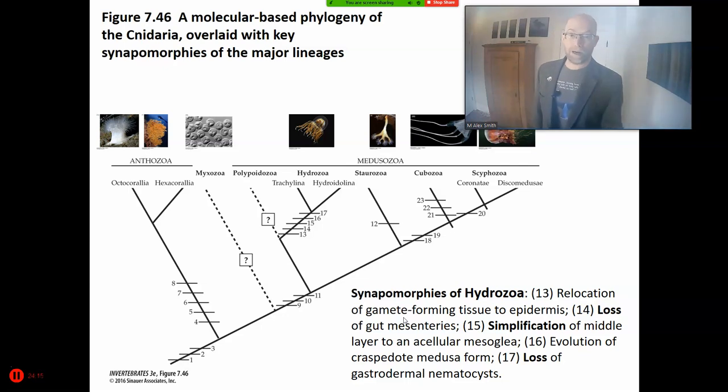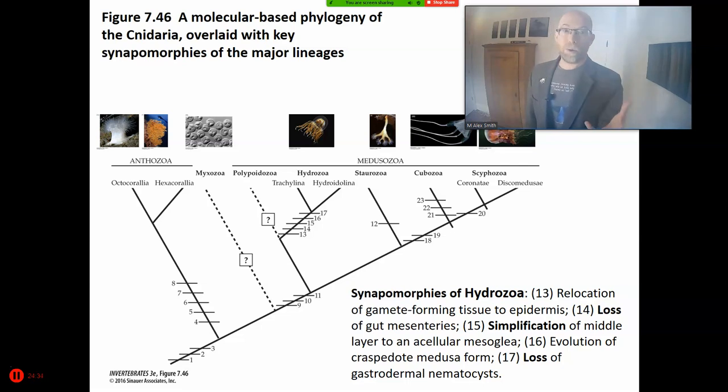So we've got relocation of gamete-forming tissue, not in the gastrodermis, but in the epidermis. Real simplification and loss of gut mesenteries. Simplification of the middle layer to an acellular mesoglea. Loss of gastrodermal nematocysts. So this is a simplified form.